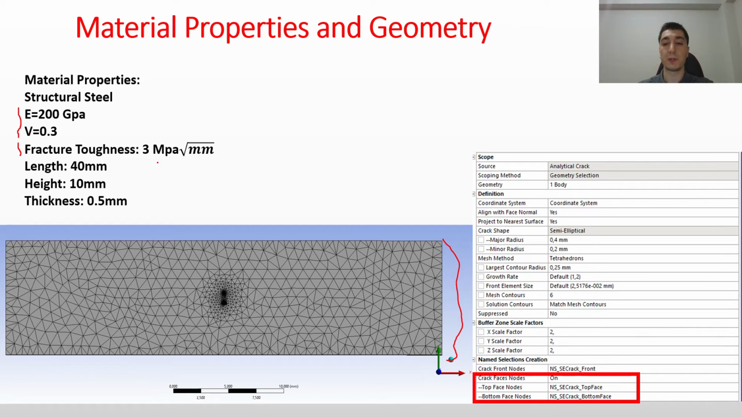I chose the thin plate but that will be a solid body. And also our properties are given here for the semi-elliptical crack. We are going to change these properties, and also we can change the buffer zone by using this one, but we are not going to change it. So let's continue with the ANSYS part.